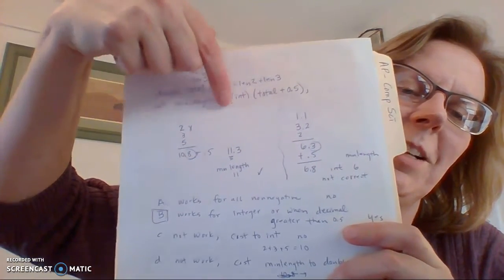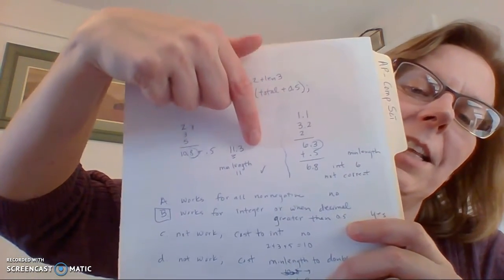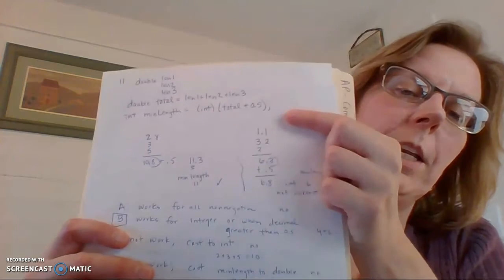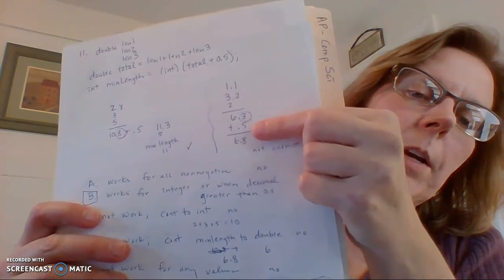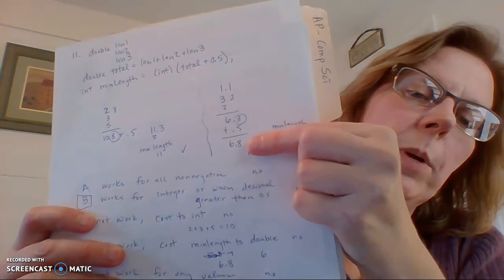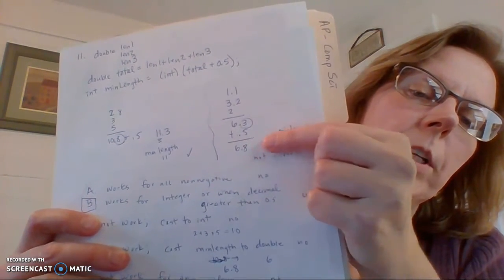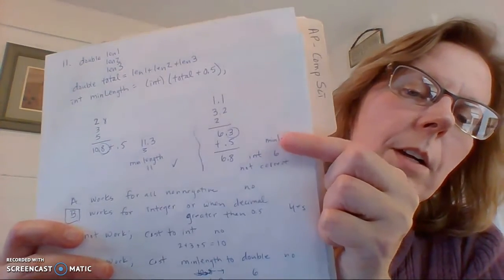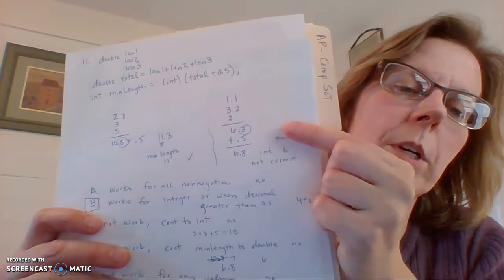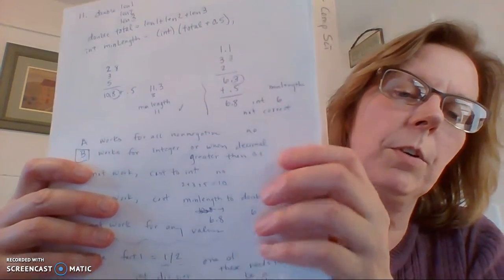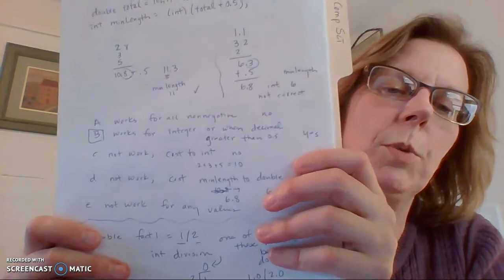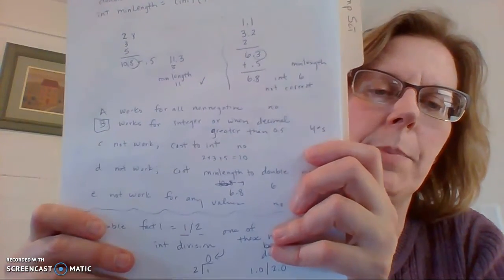Sorry, I'm still getting used to my left and rights. They're backwards. And then the other example they gave was right here, 1.1, 3.2, and 2. I add that up, I get 6.3. Add the half to it, I get 6.8. I take that integer part and I only get the 6. This one's not correct. So one of their examples is working and the other does not. So now we have to go down through all of their multiple choice options and figure out which one is the one that best explains what happened here.